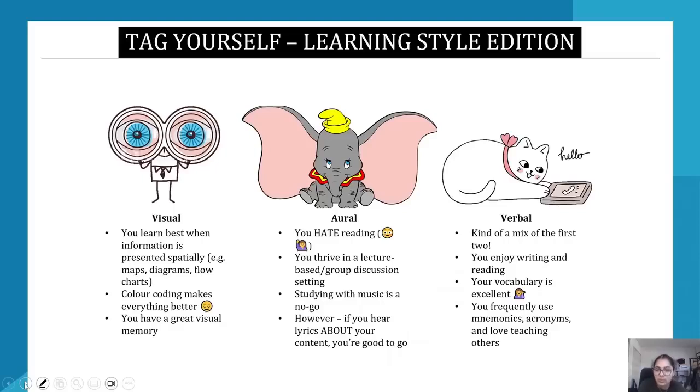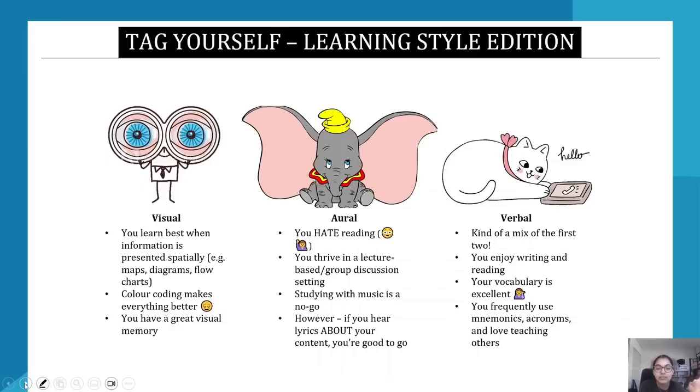You can be a visual learner. So you learn best when information is presented spatially, right? And making diagrams, making maps, and flow diagrams can help a lot with subjects like biology and PDHPE and even chem. Making flow diagrams can really help. Color coding can also help. And visual learning is really good if you have good visual memory.